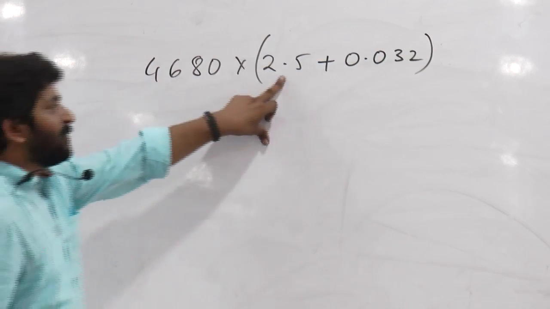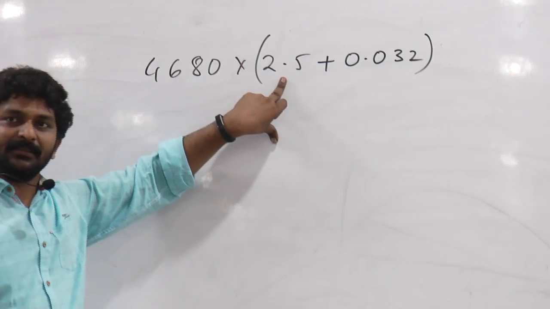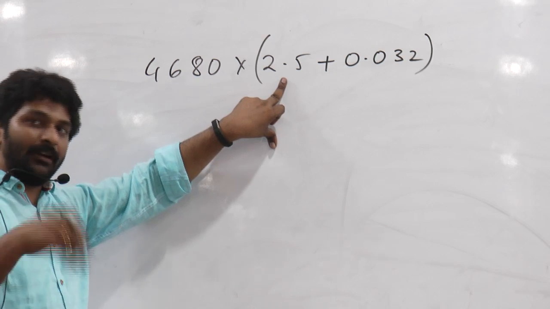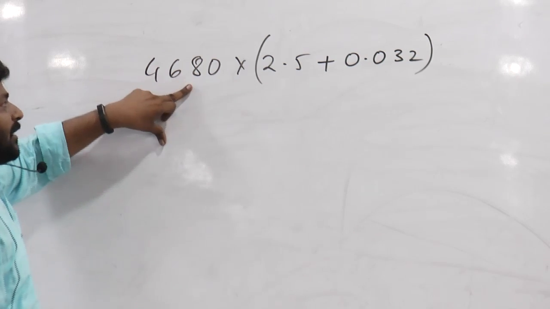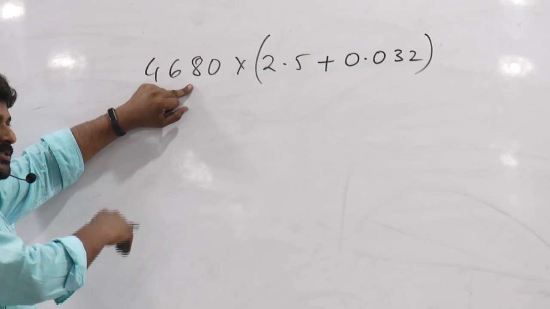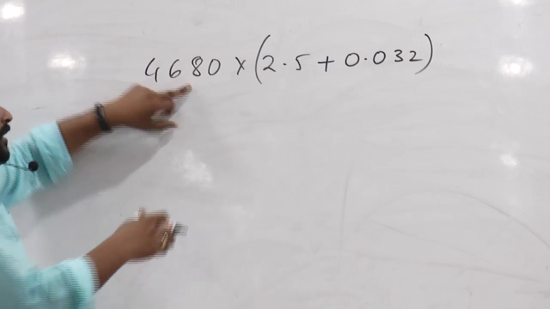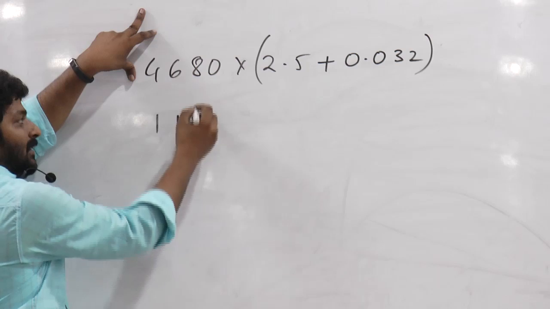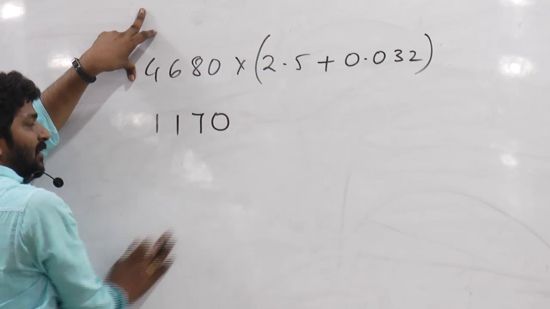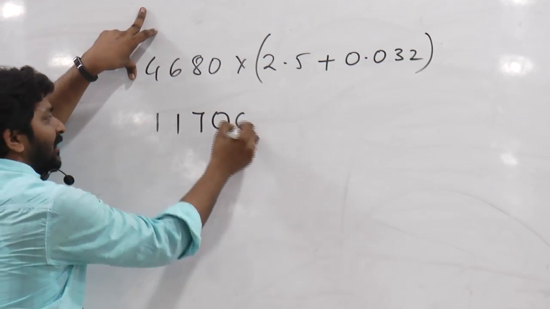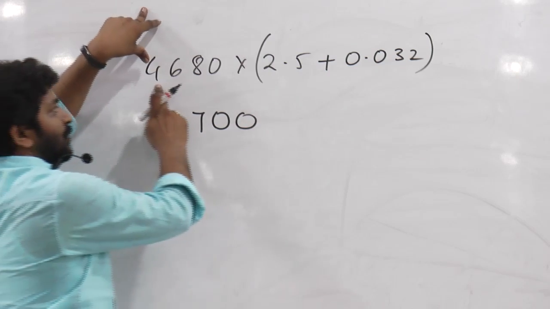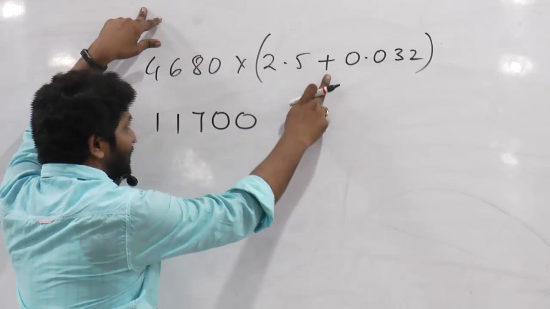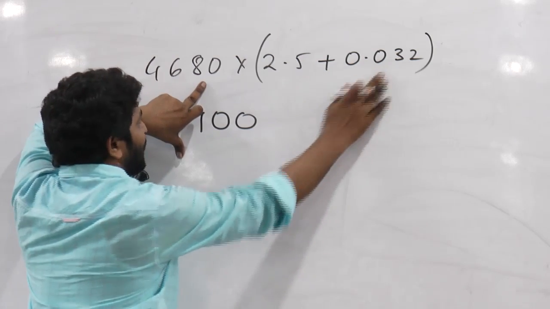Now 2.5 times is 10 times and 1/4 of it, right? 2.5 is 10 times 1/4 of it. 10 times of this number is 46,800. 1/4 of this is 1,170 and then a 0. So 4680 into 2.5 is this number, 46,000 something you have.